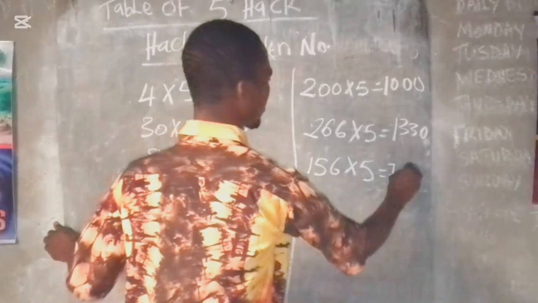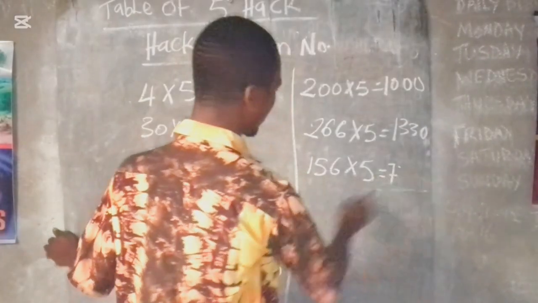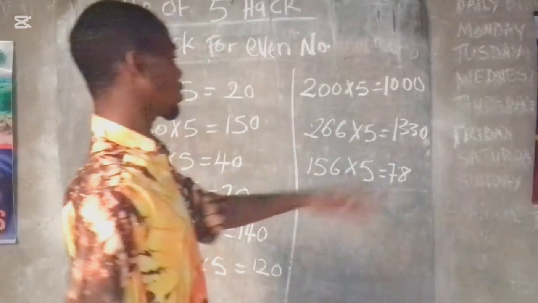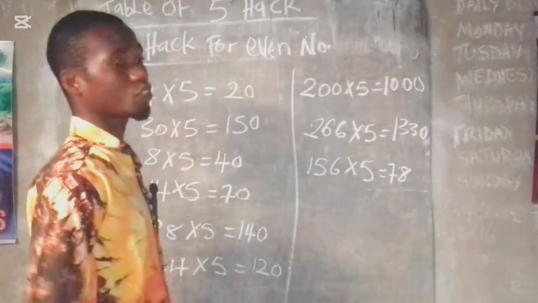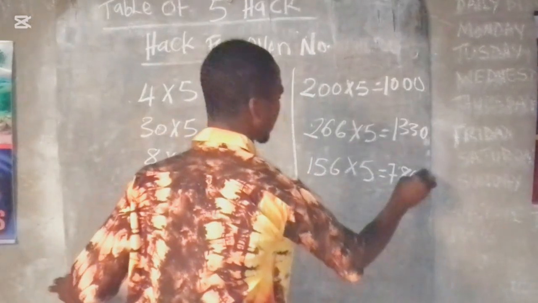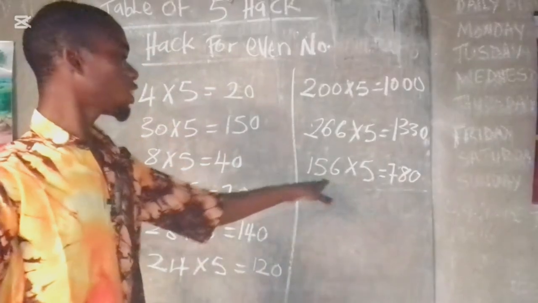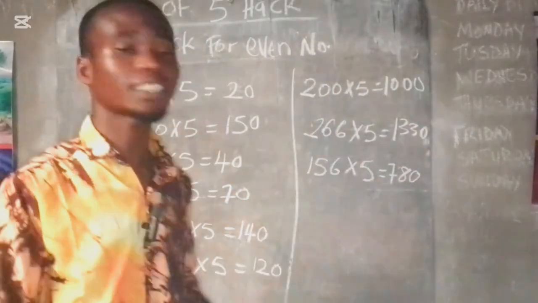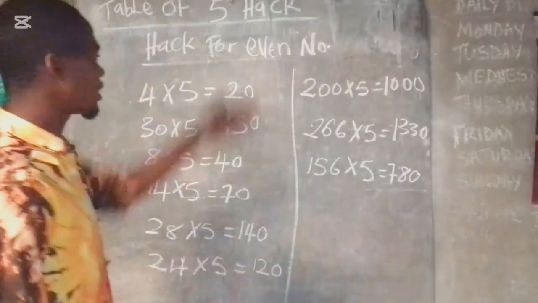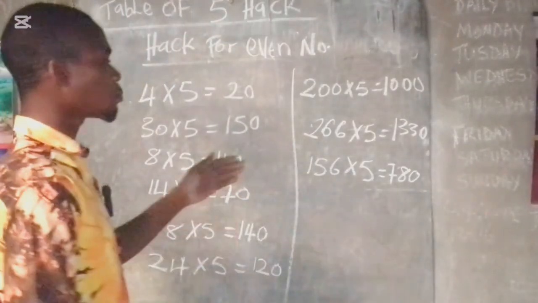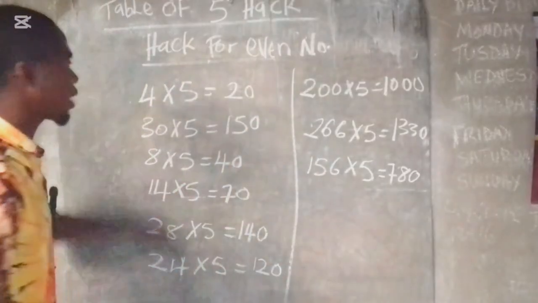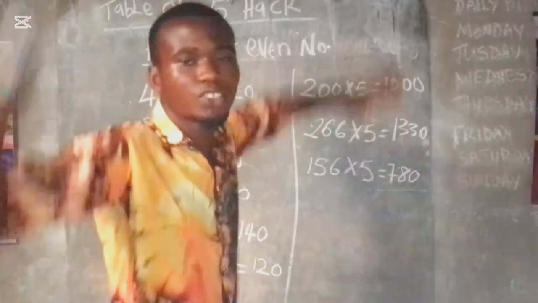So even numbers, you look for the half of 156. 78. That is it. 156, half of it is what? 78. I do what? Add 0 to it. So 156 times 5 is what? 780. That is the answer. So these are the tricks that you can use to multiply even numbers with 5. Have the even number, add 0 to it, and you get your answer.